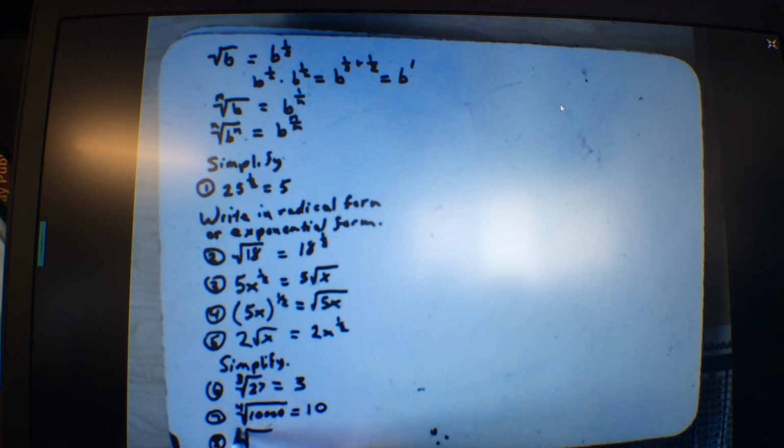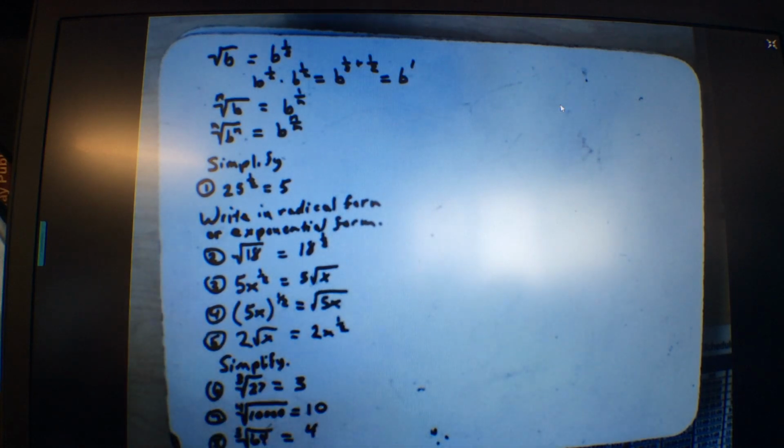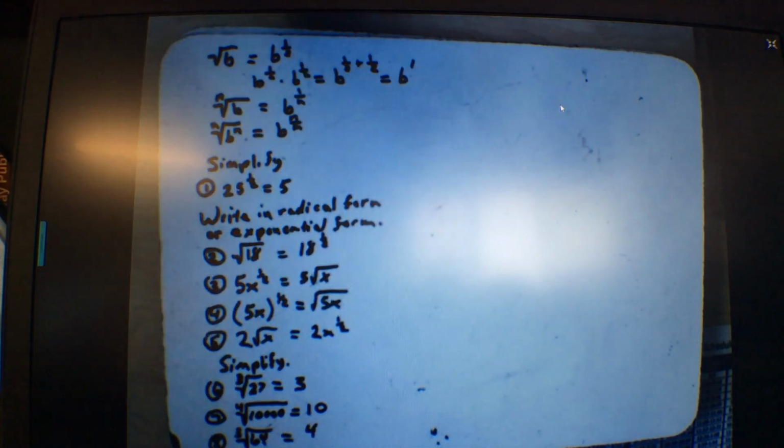All right, let's try one more. What is the cubed root of 64? Now Ryan says 4. 4 times 4 is 16 times 4 is 64. Now, what are the most common roots that we use? Cubed and square. Square root and cubed root. And the reason is because you have to have pretty big numbers, right? And then it gets confusing. Okay? Any questions about that?